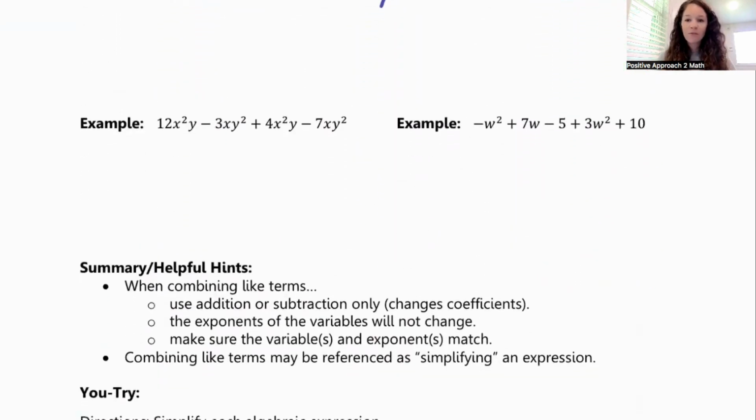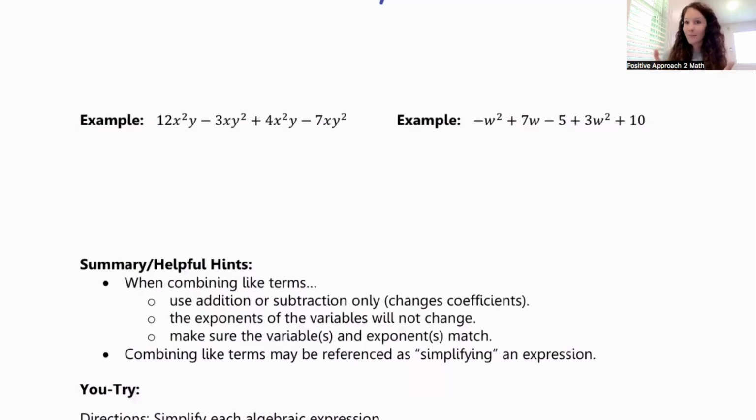And then we have 2 more examples. We'll wrap up with the summary and helpful hints that you see here, and then finally those you tries. So I really gave you something good to work with in this next example. I gave you things with x and y, and they had different exponents. So you really have to match. We can't say, oh, they all have an x and y, let's just combine them in one thing, because they all don't have the same exponent on the x and the same exponent on the y.